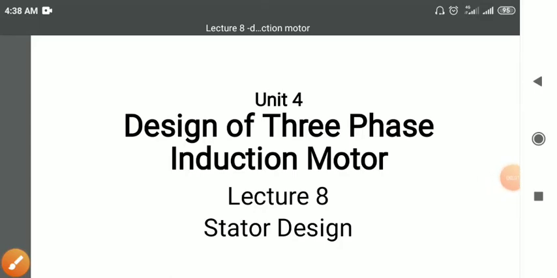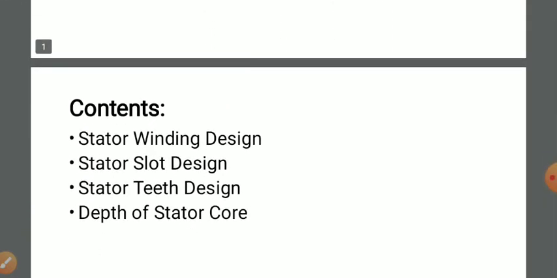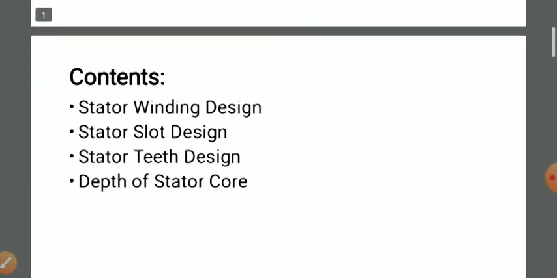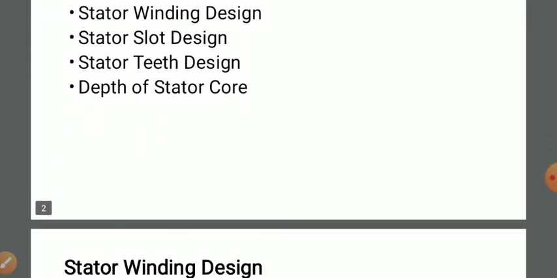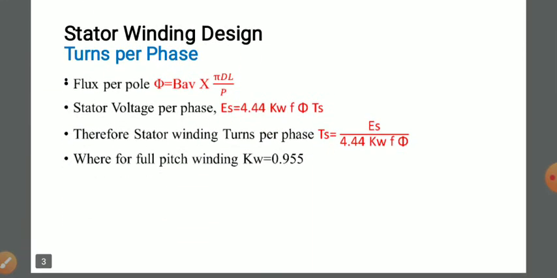Welcome back, friends. The topic of today's lecture is stator design of three-phase induction motor, and in this lecture we will discuss the design of stator winding, design of stator slot, stator teeth, and depth of stator core. First we'll discuss the stator winding design.